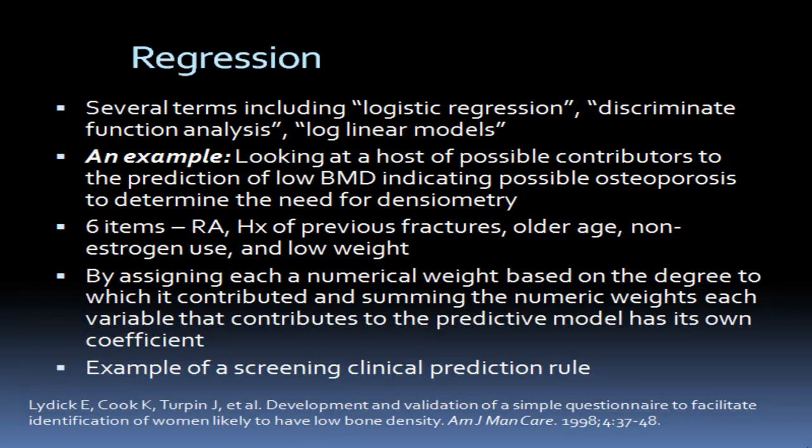It has a lot of aliases, as you can see here, but we're more interested in its application. Here's an example of a screening CPR for the need for densitometry for women suspected of having osteoporosis. You can see that through logistic regression, they pulled out of a long list of potential indicators 6: rheumatoid arthritis, history of previous fractures, older age, non-estrogen use, and low weight. By assigning each a numerical weight based on how much each contributed and summing the numeric weights, they arrived at the predictive model. Although this was for a screening CPR, this approach is also used for diagnostic and interventional CPRs.